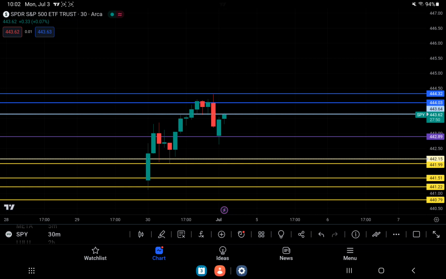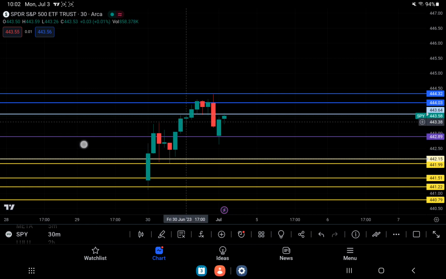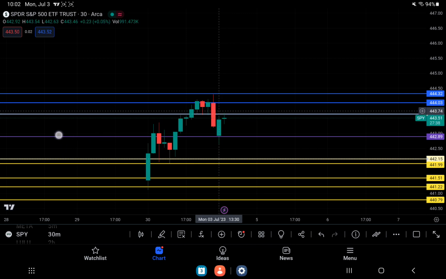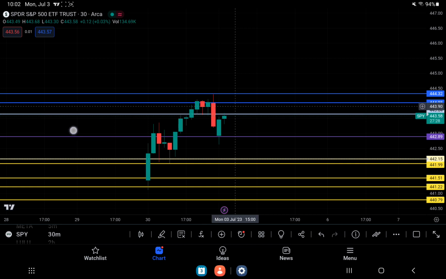So we just broke above. And if this candlestick closes above entry, I'll wait for a pullback. If not, then it'll just continue to the upside, and I'll probably end up waiting for a pullback, if we don't close above this first price target or at this second price target.